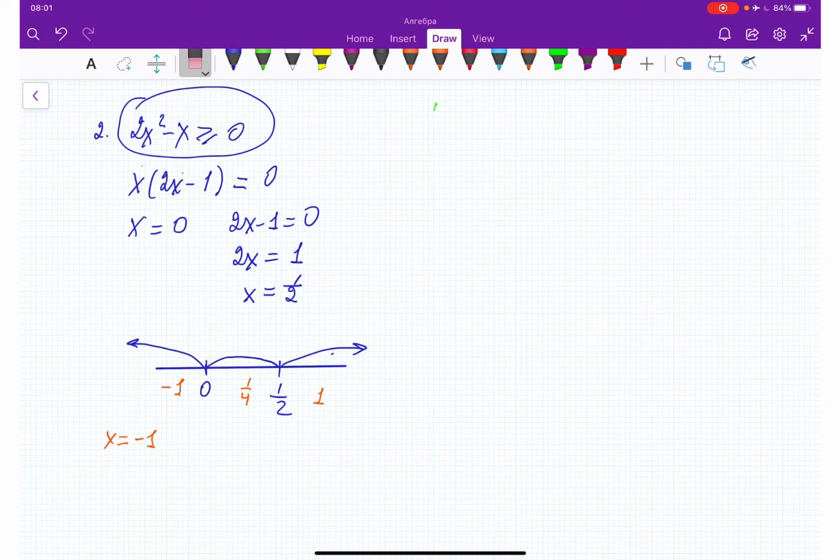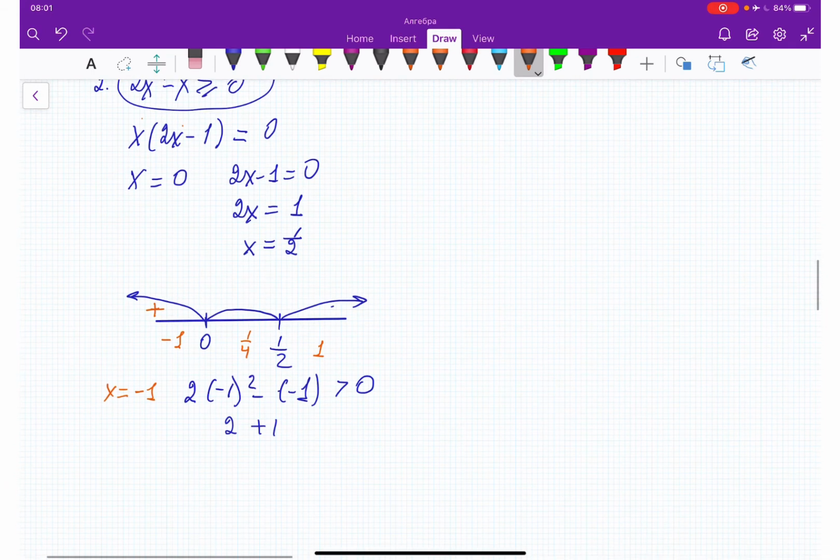So, twice negative 1 squared minus negative 1. So what that will be, it's going to be 2 and plus 1. So it's going to be greater than 0. So this is going to be positive. Next, x is equal 1/4.